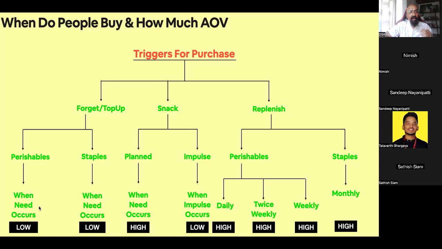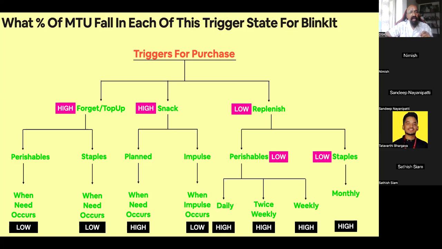We know that perishables, staples, or snacks when purchased impulsively tend to have low AOVs, whereas planned purchases as well as replenishments for perishables and staples tend to have high AOVs, right? In this context, we're asking where our monthly transacting user base distribution fits. Usually we look at the entire population and see what percentage of transacting users fall into each of these categories.